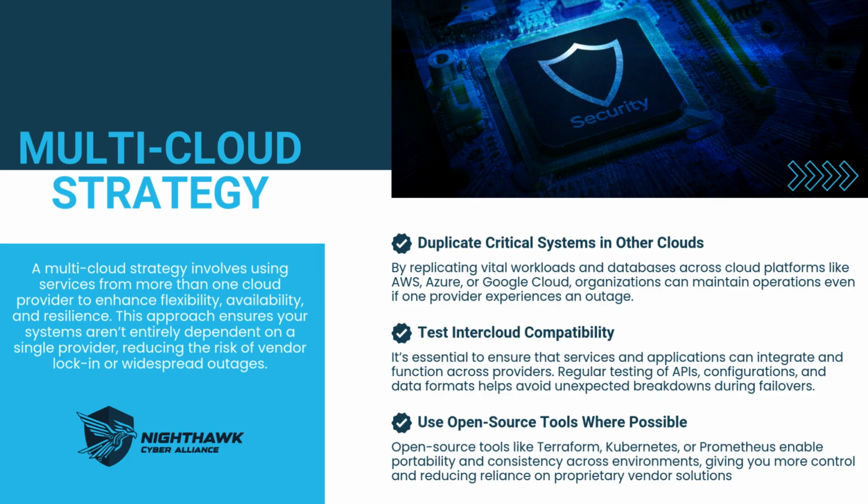A multi-cloud strategy reduces risk by spreading workloads across providers. If AWS fails, Azure keeps running. Open source tools like Kubernetes and Terraform help manage these environments. Interoperability testing ensures your systems won't break during failovers. Multi-cloud is not just redundancy, it's agility.